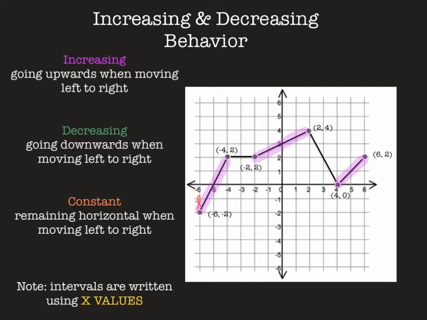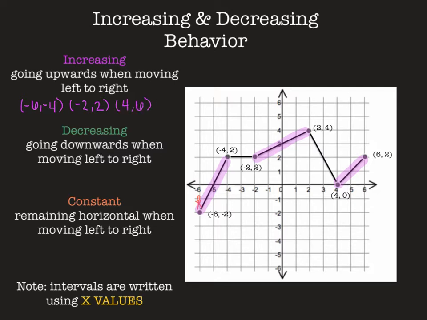So our first highlighted section is from the X values of -6 to -4. Then as we go along, we have an increasing section again between -2 and 2. And again, we have our third increasing section, which is between 4 and 6.